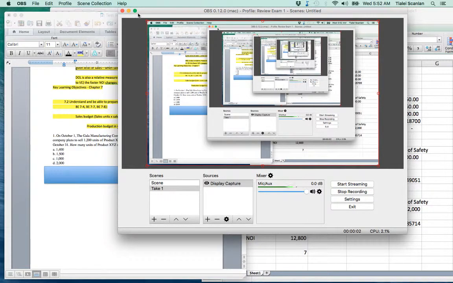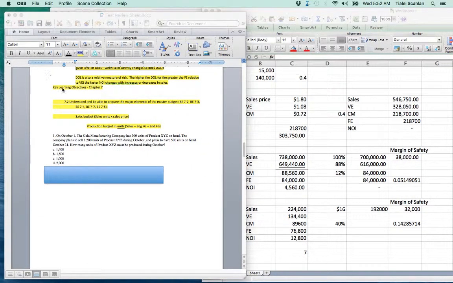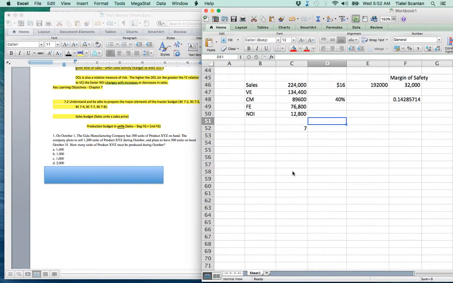Okay, so moving on to Chapter 7. Understand and be able to prepare the major elements of the master budget, and these brief exercises can help you. So sales budget: sales units times sales price. Production budget: sales minus beginning finished goods plus ending finished goods. So this production budget will definitely be tested on the exam.